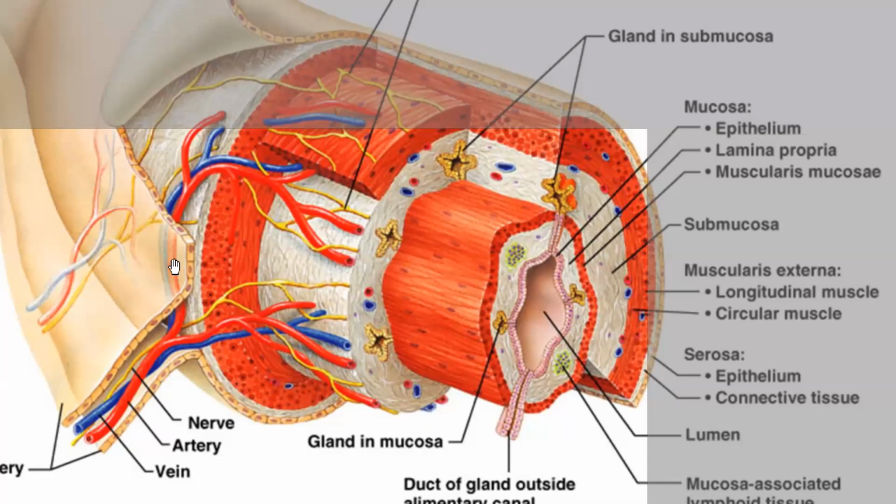One more time. For the general tubular structure, we have four layers: mucosa, submucosa, muscularis externa, and serosa.